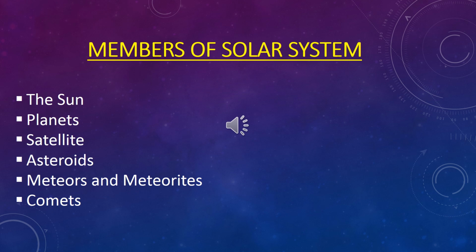Now again, the members of the solar system are the Sun, around which all the planets move. Why? As I told you earlier, because the Sun is at the center of the solar system. Planets, which revolve around the Sun, satellites, through which we get signals, asteroids, meteors and meteorites, and comets. All these make our solar system.